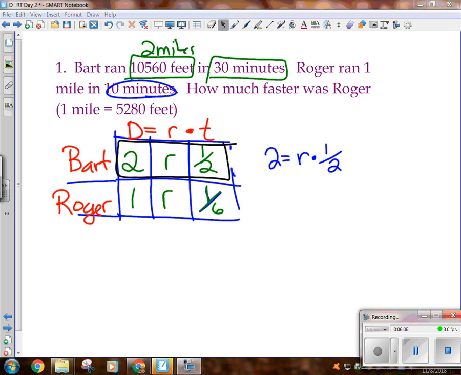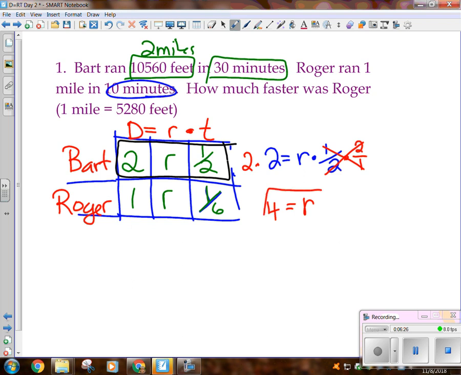All right. So we have spent a few minutes talking about multiplying by the reciprocal. I've divided by 2, so the opposite of divide by 2 is times by 2, which could be over 1. So times this side by 2. 2's cancel top and bottom because it's like 2 over 2, which is a 1. And I end up with r equals 4. So that's Bart's rate.